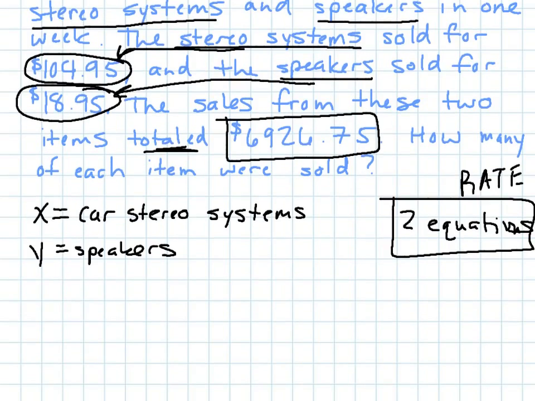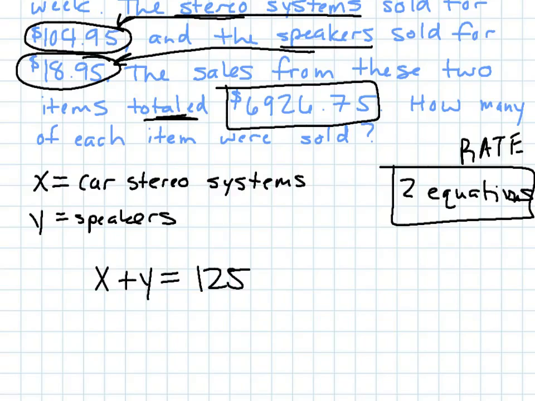So total of 2 things put together means that you're adding the 2, right? So our first equation is X plus Y must equal 125. So the number of car stereo systems sold plus the number of speakers sold must add up to 125 things sold in a week. So there's your first equation.